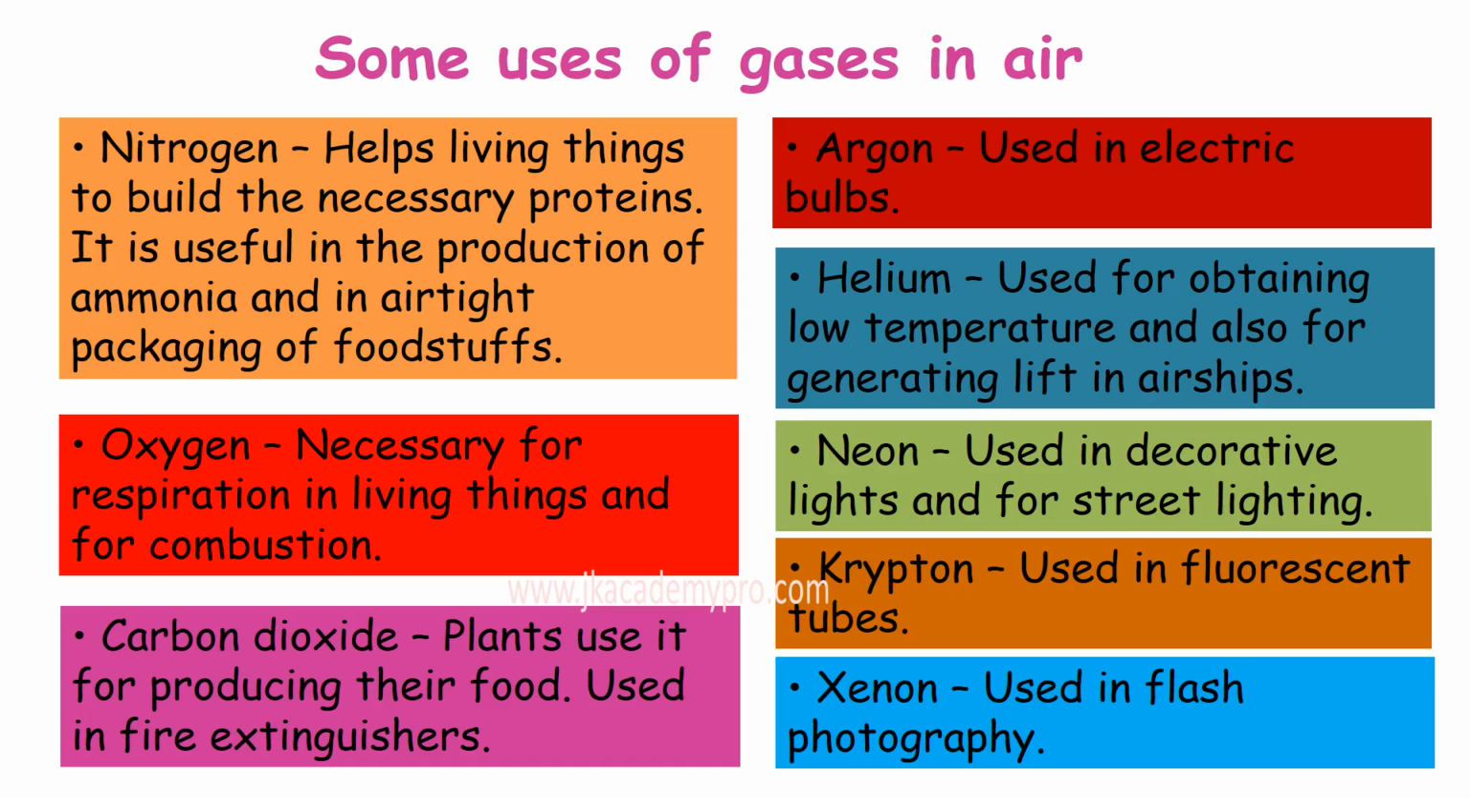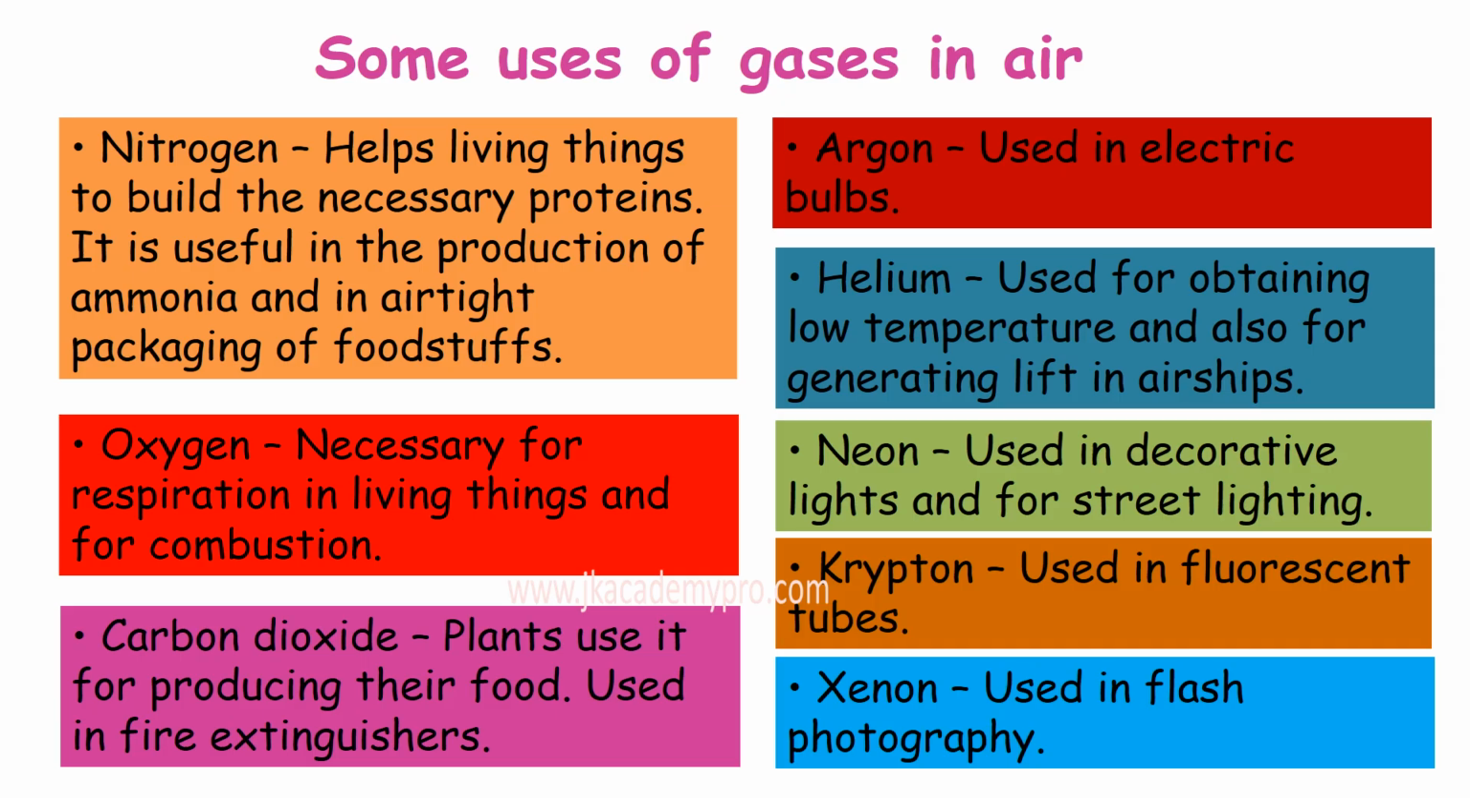We just learned that air comprises many of these gases. Now let's see why these gases are important, or what the uses of these gases in air are. The first one is nitrogen. Nitrogen helps living things to build the necessary proteins. It is useful in the production of ammonia and in airtight packaging of foodstuffs. You have seen many packets which are airtight, like your chips packets. Air cannot go in. So, how do they make it? They use nitrogen for this.